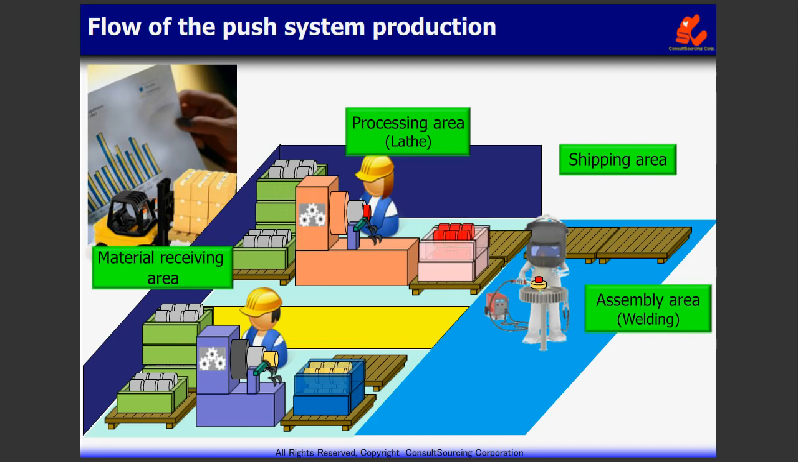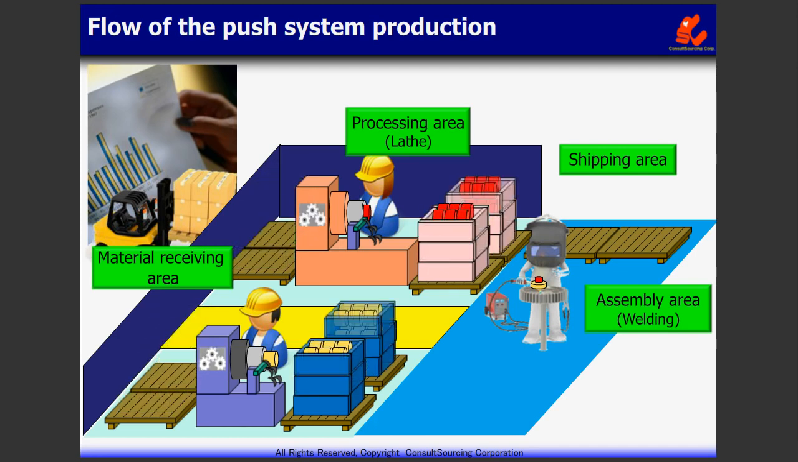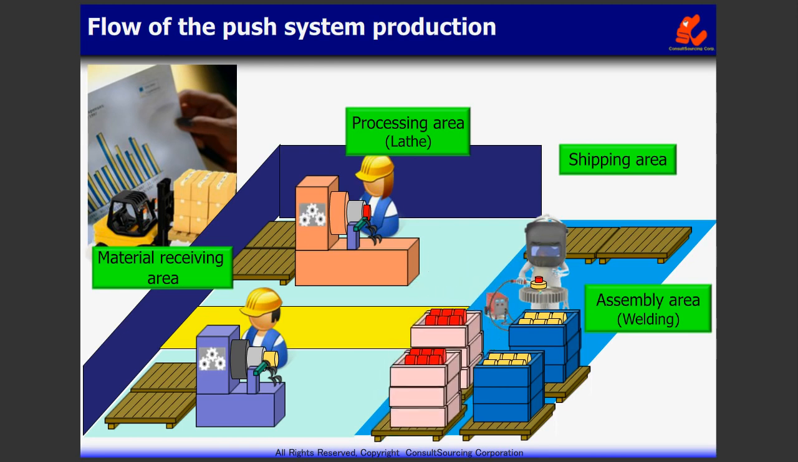Then, parts are processed using the delivered materials and following the production schedule. Processing lot is kept at a large size so that the frequency of setups will be kept at minimum to achieve an efficient production. Processed parts are then carried to the assembly area.